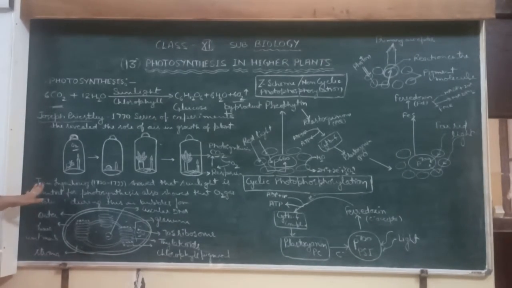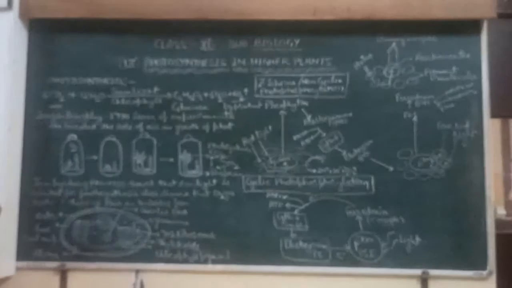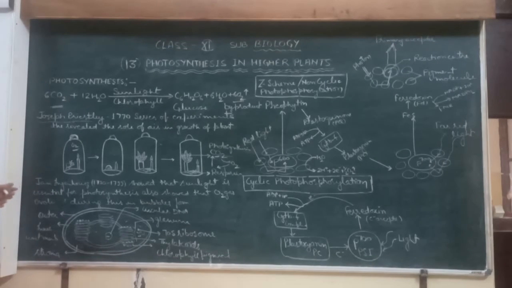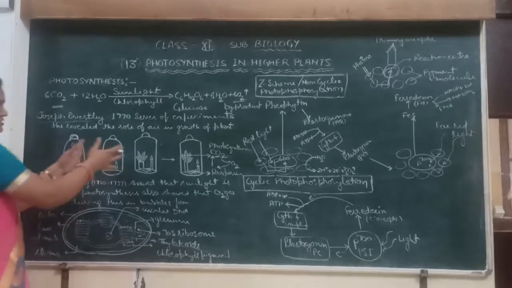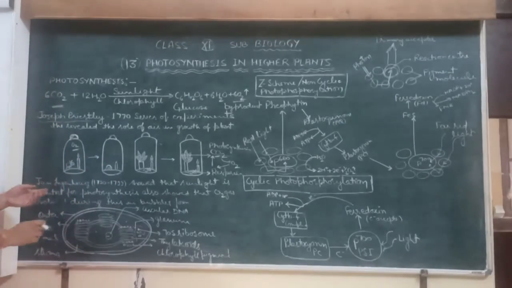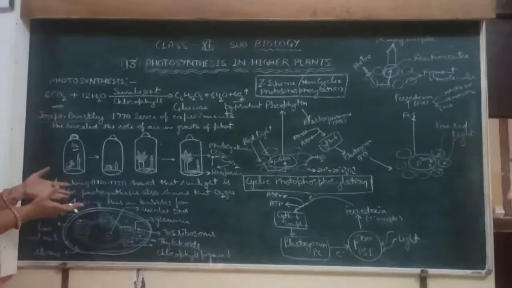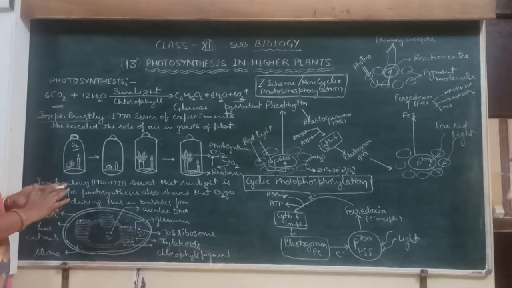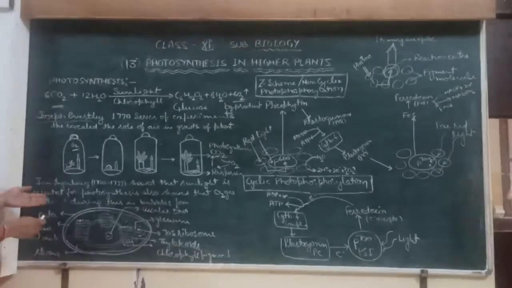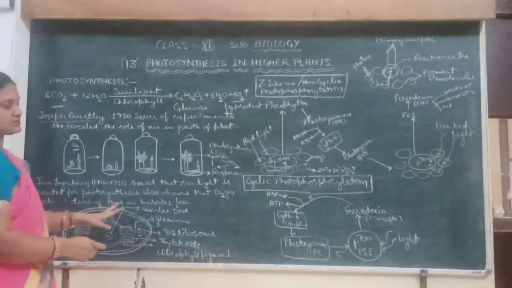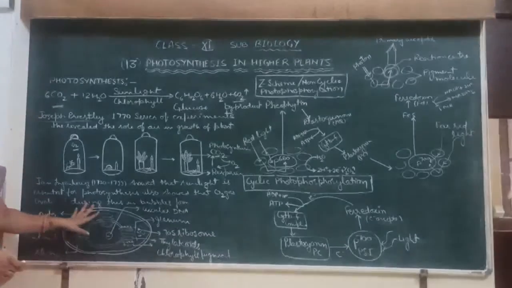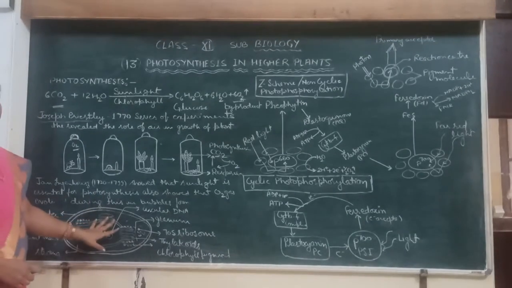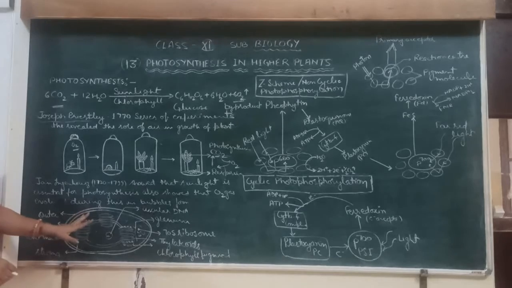And now the next is Jan Ingenhousz. Ingenhousz showed that sunlight is essential for photosynthesis, and it is also shown that oxygen gas is evolved during the photosynthesis process. Now, where does photosynthesis take place? The process of photosynthesis takes place in the chloroplast. This is the structure of the chloroplast. It is present in the green parts of the plant like leaves.